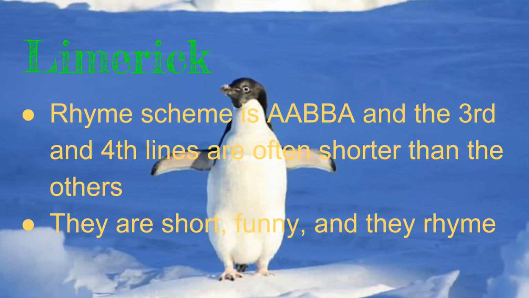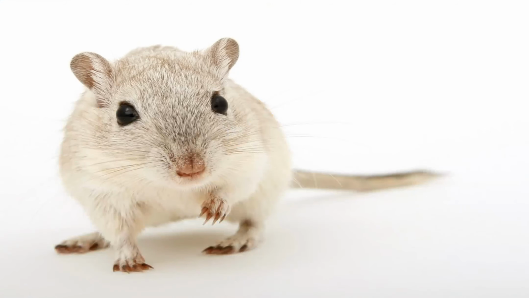Now a limerick is another form of poem. The rhyme scheme is A, A, B, B, A, and the third and fourth lines are often shorter than the others. So the first, second, and fifth line of the poem rhyme, and the third and fourth lines of the poem rhyme. And a limerick is short, funny, and it rhymes. Here's an example of a limerick about gerbils.